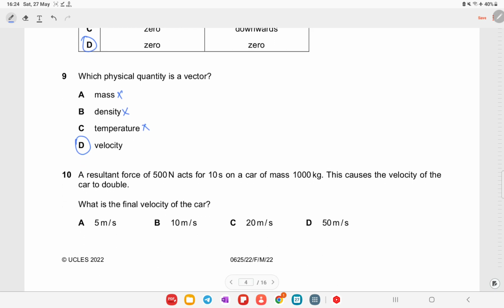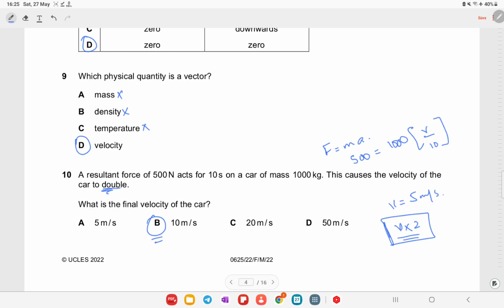A resultant force of 500 newtons acts for 10 seconds on a car of mass 1000 kg. This causes the velocity of the car to double. What is the final velocity of the car? For this, again, you have to use F equals ma. Putting in the values, it's going to be 1000 times V over 10. If you solve this, you will end up with 5 meters per second, and you have to do the doubling, so it's going to be 10. Option B is going to be the right answer. V times 2, where I mean you have to double the velocity.